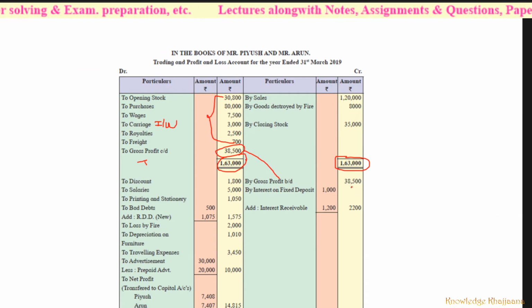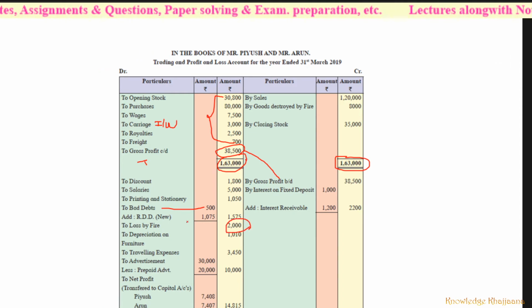That is rupees 38,500. Then discount given, salaries, expenses, printing and stationery rupees 1,500. The old bad debts which are given in the trial balance, rupees 500. New RDD, which we'll see how to calculate. Loss by fire. See, 2,000 was our total actual loss, so we have to record it to the profit and loss account debit side. That is loss by fire.